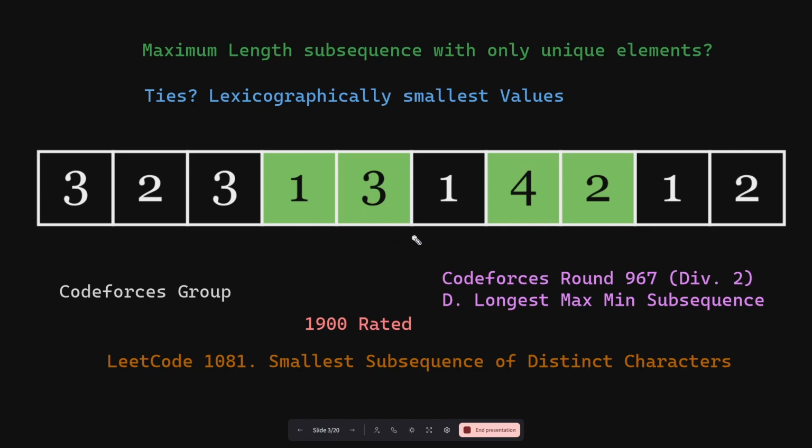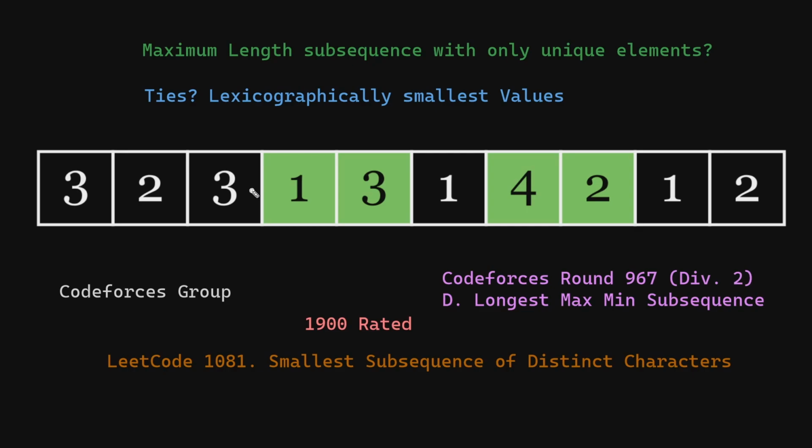For example, in this array, this green subsequence has the maximal length that is possible, which is 4. But if you were to swap out this 3 with this 3, it would still have length 4, but it would not be the lexicographically smallest because 1 is smaller than 3. So we should prioritize 1. So the problem is to find the lexicographically smallest subsequence by values such that it has the maximal length and only contains unique elements.